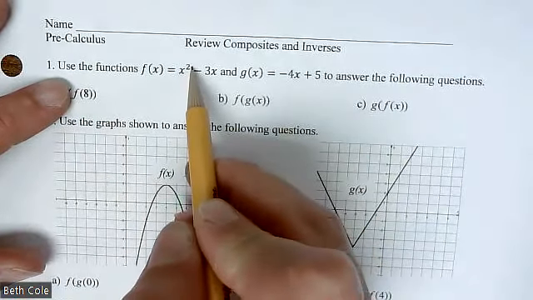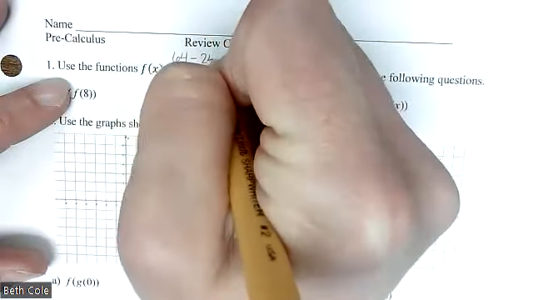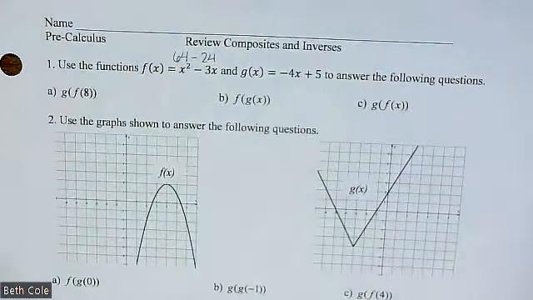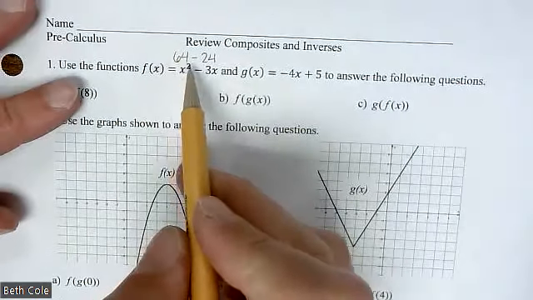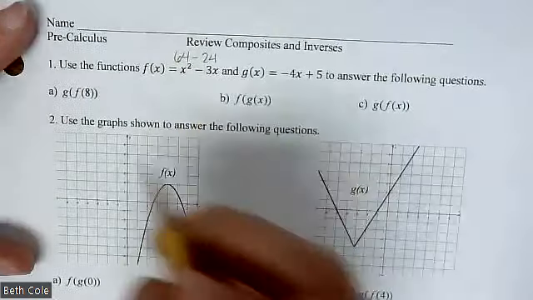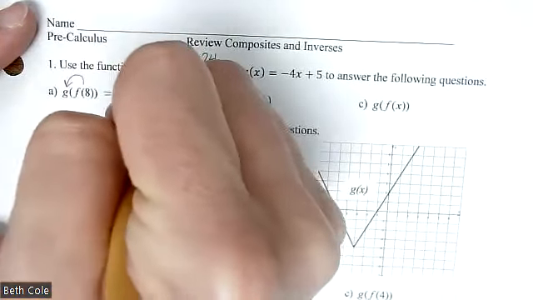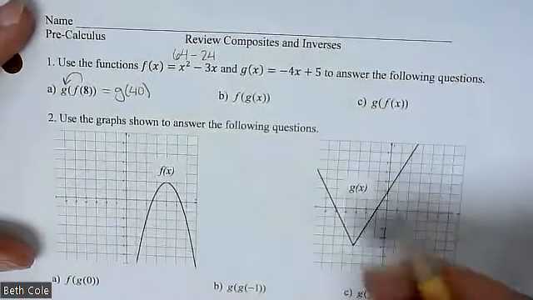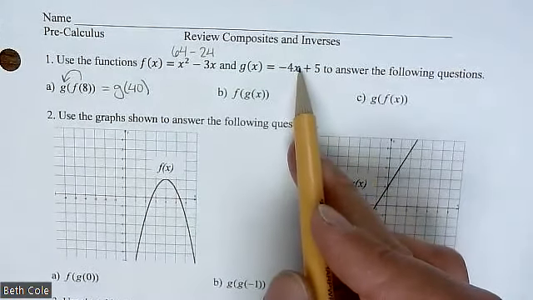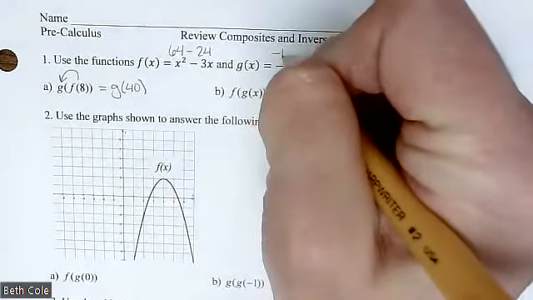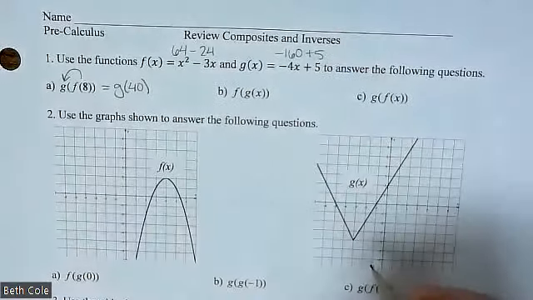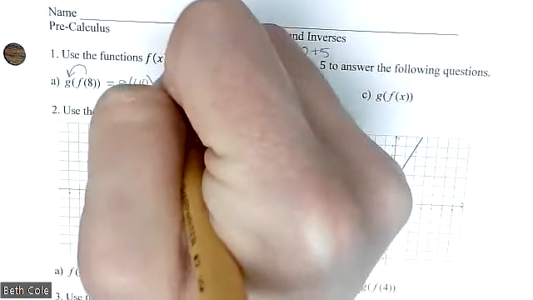Here we go. 8 squared. That's 64 minus 3 times 8 is 24. You can do that in your head. You don't have to write it. I just jotted it down. Now, what would that give you? 40. And you're going to pass that along to function g. So we're going to do g of 40. So now we're plugging 40 in right here. Negative 4 times 40 would be negative 160 plus 5 would be negative 155.